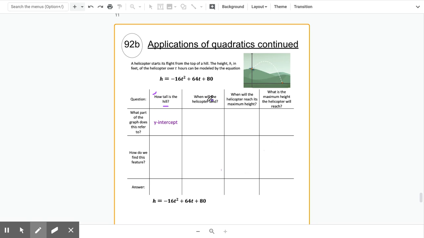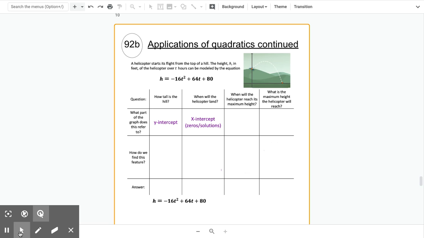So as I move forward here, what I see is that they're asking, when will the helicopter land? So where do we see that landing occur? It's right over here, right? So where does it land? Well, what key feature are they asking for here? The x-intercept, or the zeros, or the solutions.